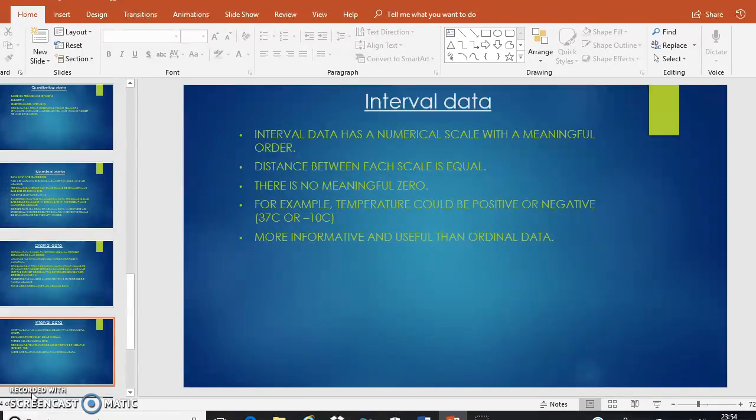Moving on, there's interval data. So this is gradually increasing in detail. So interval data has a numerical scale with a meaningful order. The distance between each scale is equal. There is no meaningful zero, so this could be positive or negative values. So for example, temperature could be positive or negative, and it's more informative and useful than ordinal data.